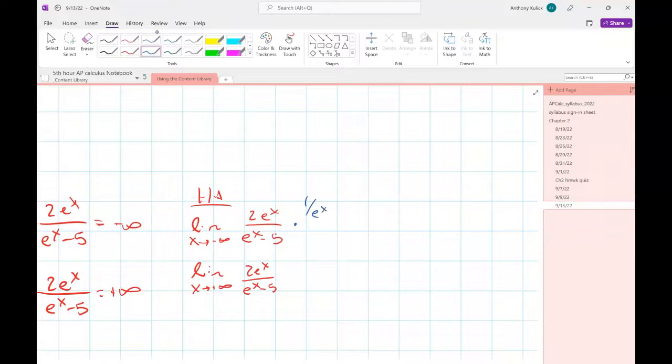So what I'm going to do is I'm just going to multiply the top and bottom by 1 over e to the x. And the reason I'm doing that is because it's going to get rid of most of my variables, and when it doesn't get rid of a variable, it's going to leave me something that I can take the limit with.